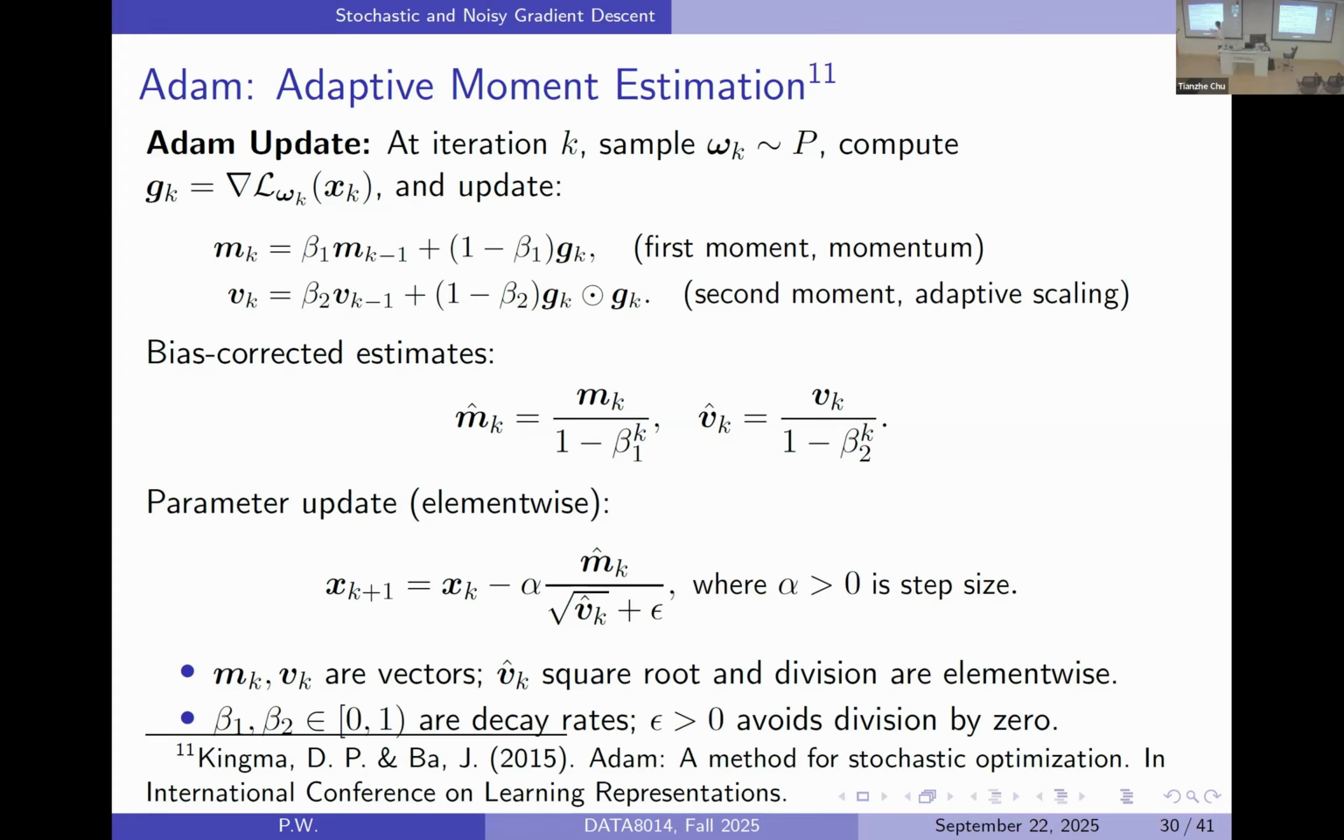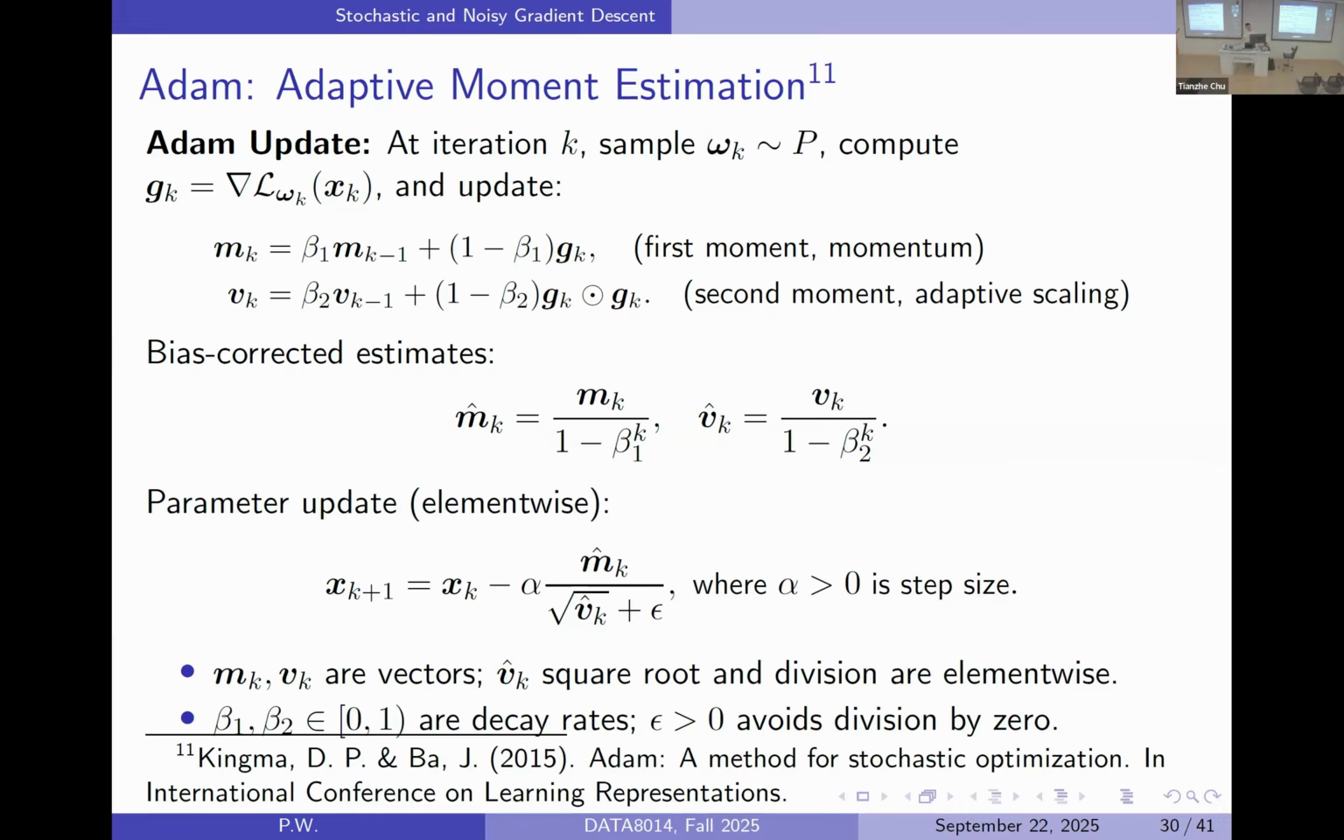Here, this epsilon is usually very small, like 10 to the minus 8, to avoid division by 0. And beta 1 and beta 2 are parameters to control the decay rates, and they are usually between 0 and 1. These are decay rates. And this is the whole update of Adam.